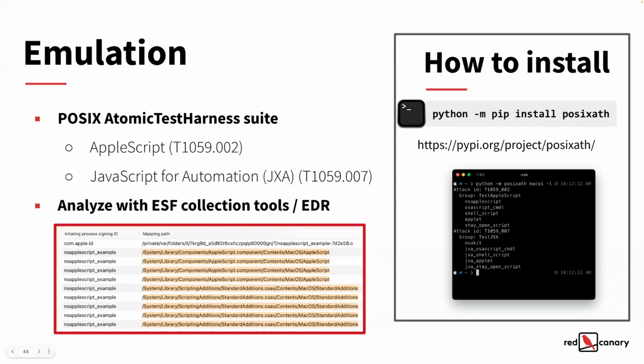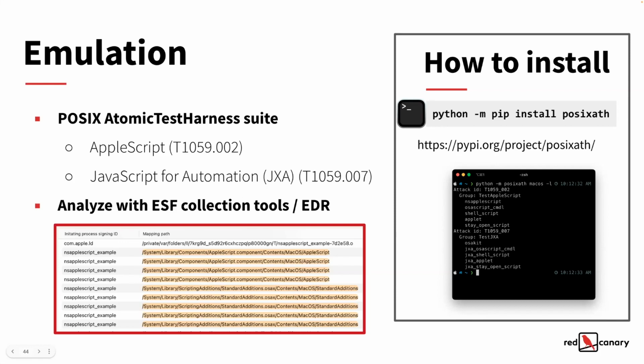So this is really exciting. The POSIX Atomic Test Harness Suite. This is a little bit different than our Atomic Red Team tests. Atomic Red Team specifically focuses on adversary behaviors and pulling out those procedures, right? For T1059.002, which is AppleScript, the procedure we reference in Atomic Red Team is coming directly from the Empire project.